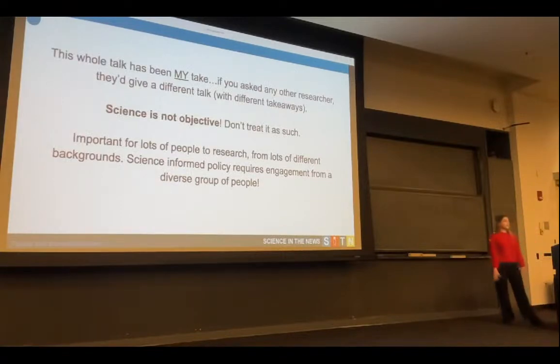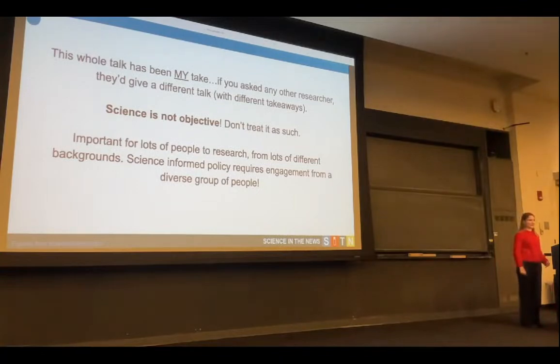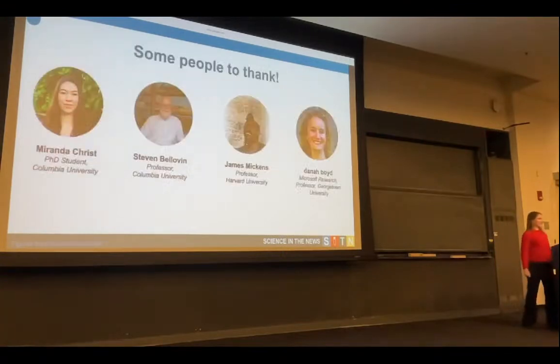Okay, so it's important to mention, again, just gonna reiterate, this entire talk has been my take. If you asked a different researcher, I'm sure they would give you an entirely different talk, potentially with different takeaways. Science is not objective, and we shouldn't treat it as such. The scientist is part of the results. That's why it's really important for lots of people to do research from lots of different backgrounds. And yeah, science-informed policy requires engagement from a diverse group of people. So you all should get involved if this excites you.